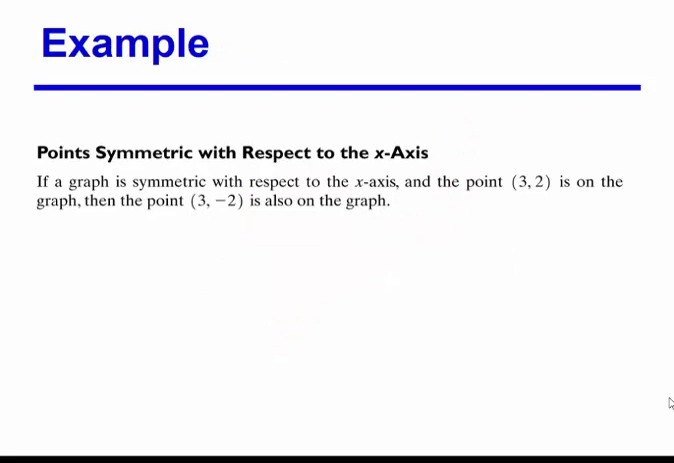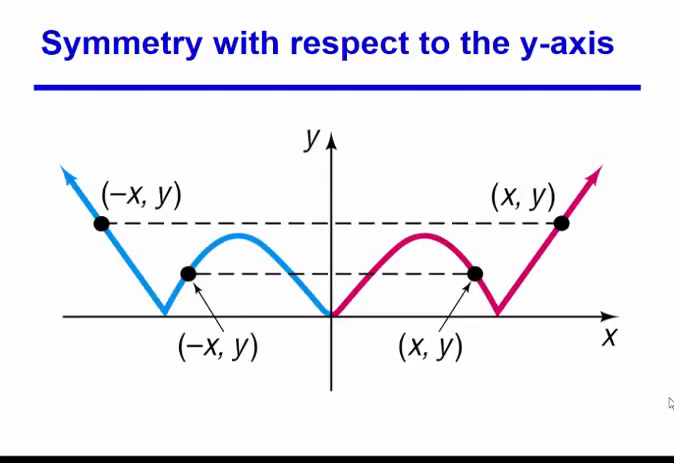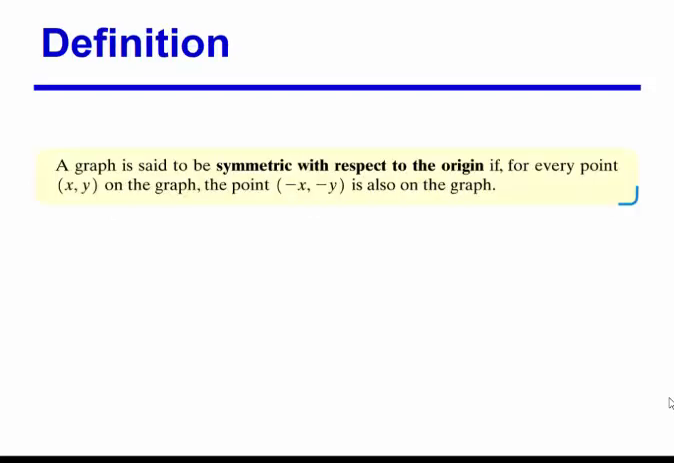Points symmetric with respect to the x-axis: if a graph is symmetric with respect to the x-axis and the point 3, 2 is on the graph, then the point 3, -2 would also be on the graph. Now, the graph is said to be symmetric with respect to the y-axis if for every point x, y on the graph, -x, y is also on the graph. So again, here the y-axis acts as the mirror. Points symmetric with respect to the y-axis: if a graph is symmetric with respect to the y-axis and the point 5, 8 is on the graph, then the point -5, 8 will also be on the graph.